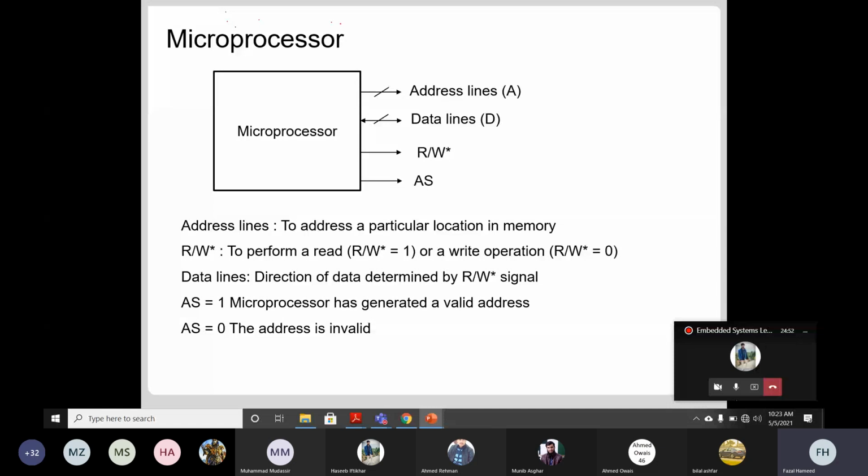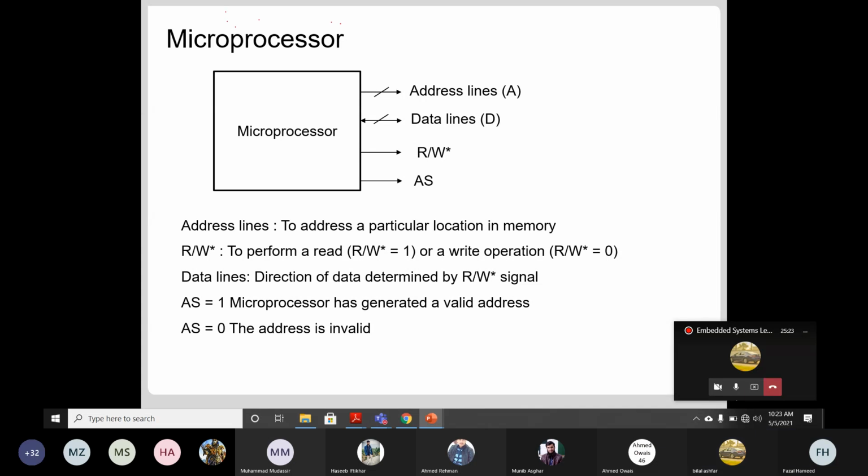Which signal will represent whether it's a read operation or a write operation in the microprocessor? Read write bar. So from the microprocessor view, we say that address lines are used to determine which particular location in memory will be accessed.